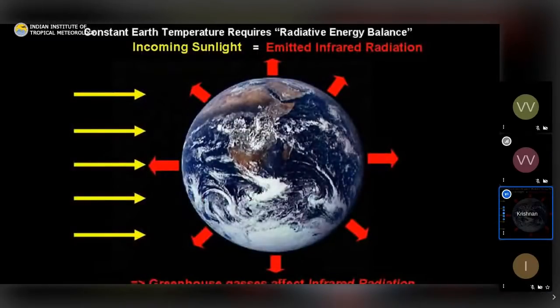And when we look at the constant temperature of a planet, it means basically there is a radiative energy balance. When we have a balance between the incoming sunlight and the outgoing emitted infrared radiation, that is what sets the constant temperature of the planet. But then there are greenhouse gases in the Earth's atmosphere, which affect the infrared radiation that is emitted, and that is going to modify the temperature of the planet.